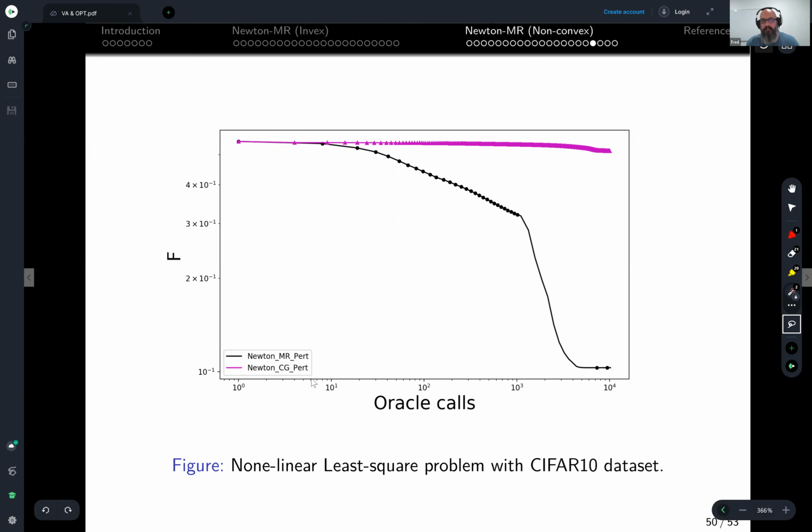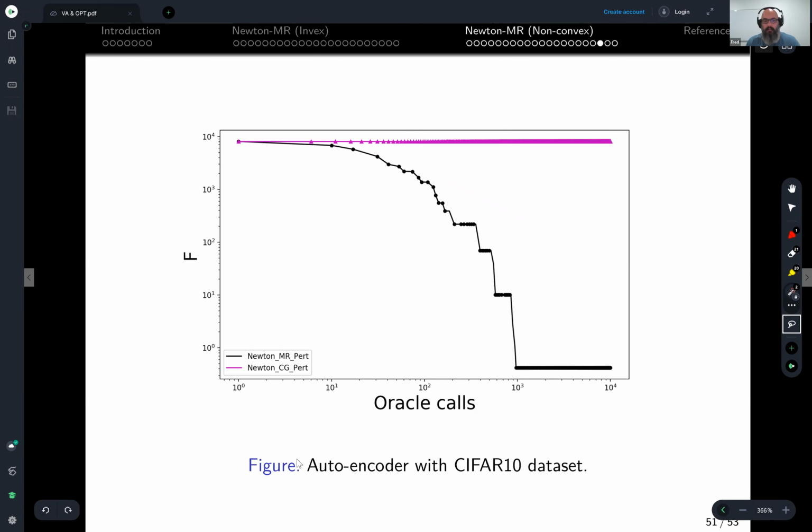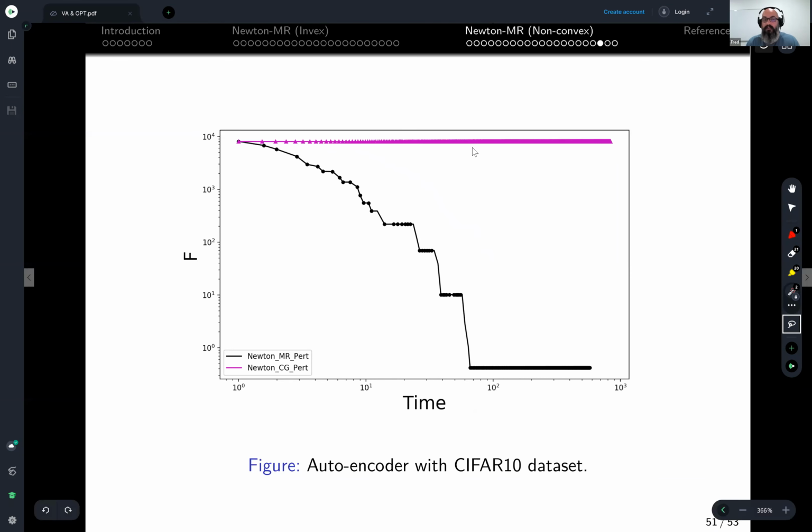So I have only 2 more slides. Let me show you some real problems such as autoencoder on some real data sets from machine learning. The purple curve is the Newton CG and the black curve is Newton MR. And the difference is staggeringly large. It's because this difference between the step size of 1 and step size of 2 massively changes the way algorithms are performing. In terms of time also, it's different.